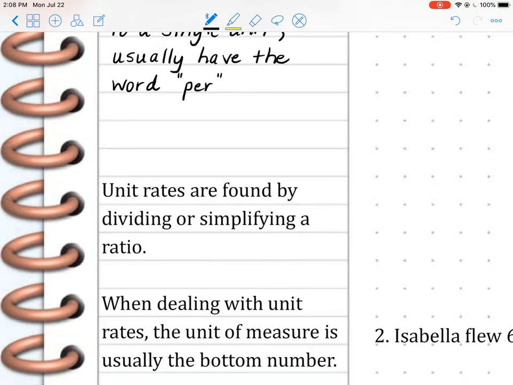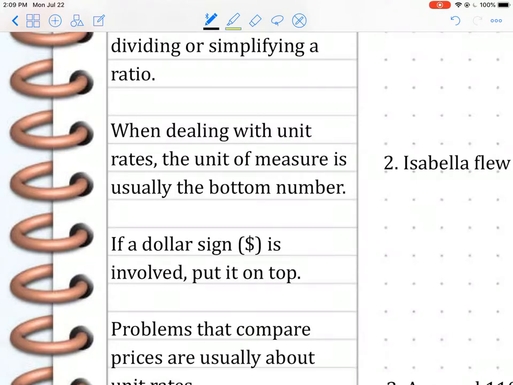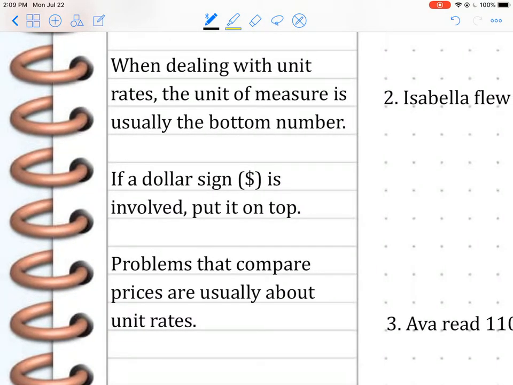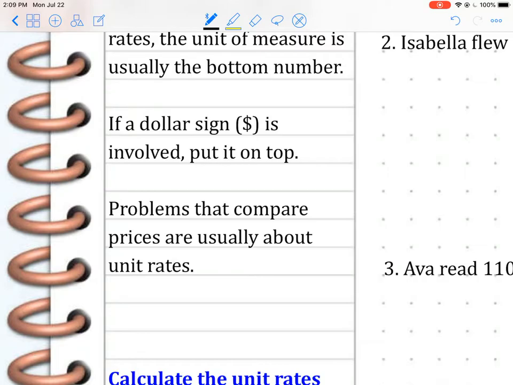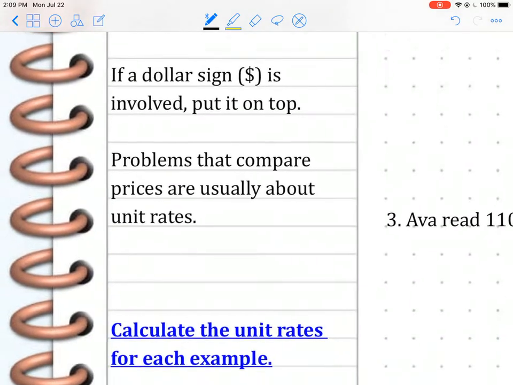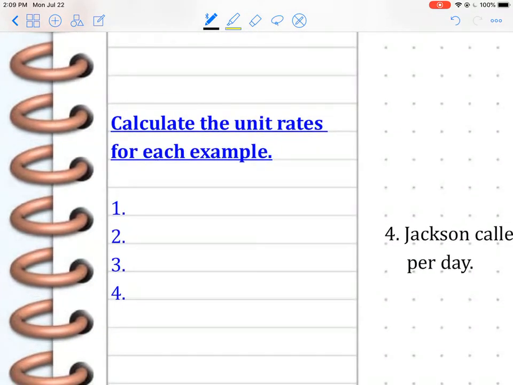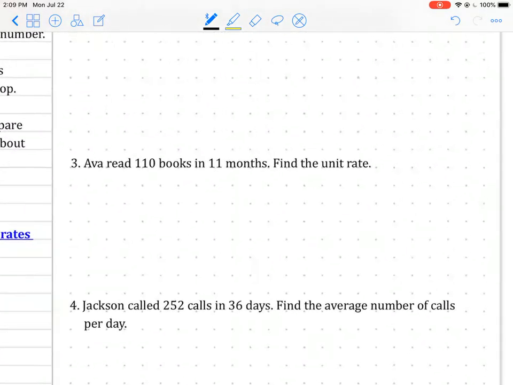Unit rates are found by dividing or simplifying a ratio. When dealing with unit rates, the unit of measure is usually the bottom number. If a dollar sign is involved, put it on top. And that's not a math rule. That's just a suggestion that I have that will be easier for you if you put your dollars on top. And problems that compare prices are usually about unit rates. And they want me to calculate the unit rates for each example and to list those answers right here. And the reason I want you to list the answers is so we can talk about what they look like. So let's do these examples, and then we'll talk a little bit more about how to recognize a unit rate.